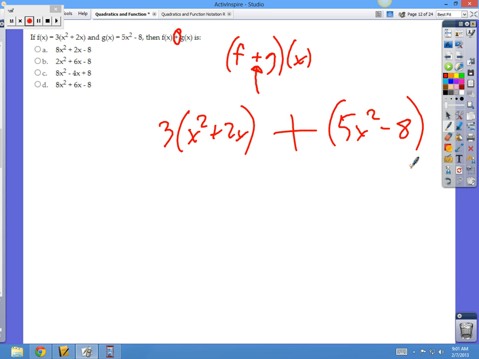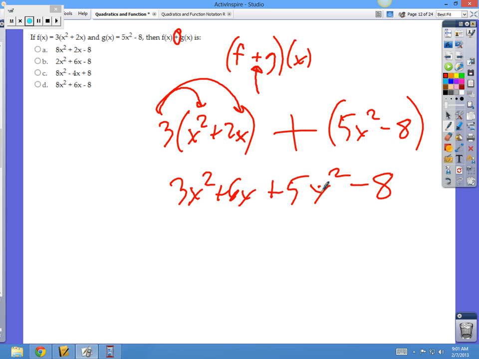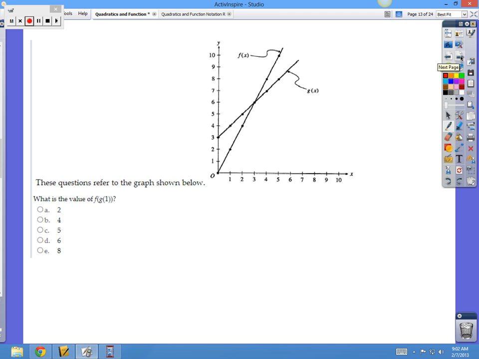But f is kind of tricky because it's not cleaned up. You're going to have to distribute the 3 first to both those terms. So it's going to be 3x squared plus 6x plus 5x squared minus 8. Combine your x squareds. You should have a total of 8x squareds. That's it. Plus 6x's minus 8. So that matches up with D. And that's it, right?